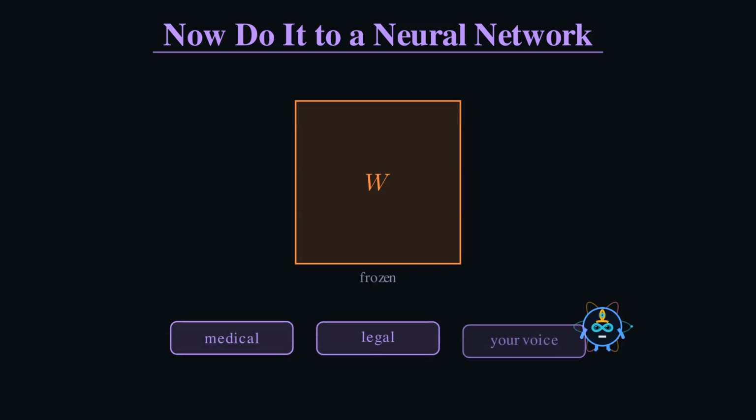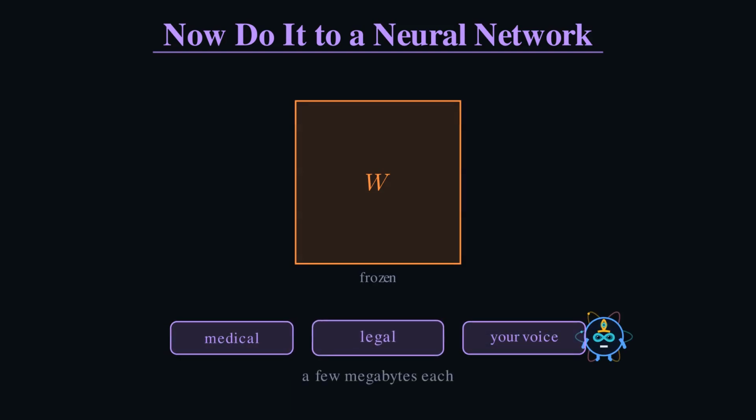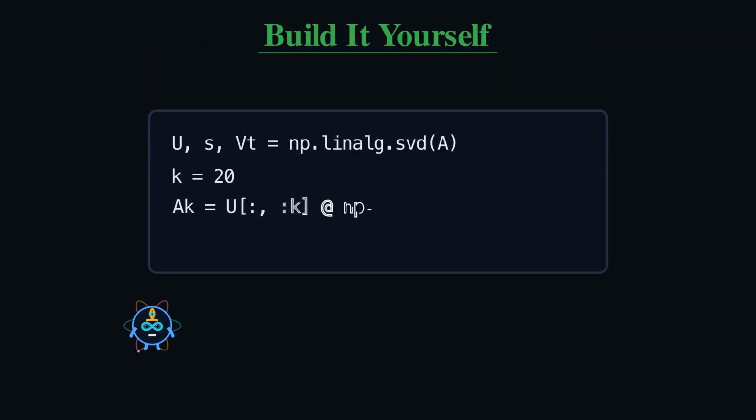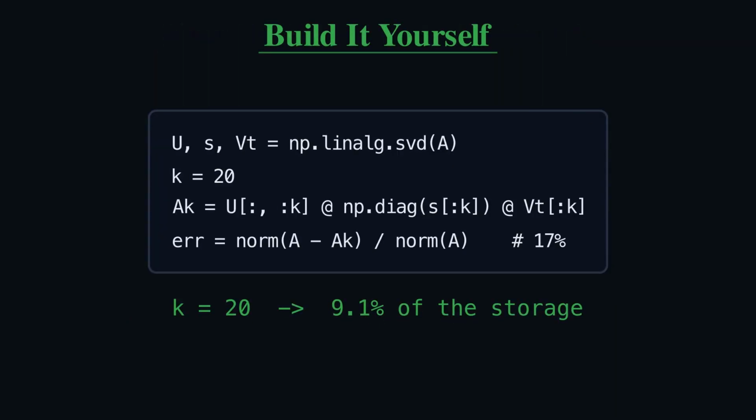And because the big matrix never changes, you can keep one copy of the model and snap different little adapters onto it. One for medicine, one for law, one trained on your own writing, each a few megabytes instead of a few gigabytes. 4 lines. Take the SVD, keep the first K of everything, multiply back. That is the best rank K approximation there is, and the notebook does the whole photograph plus the error curve.